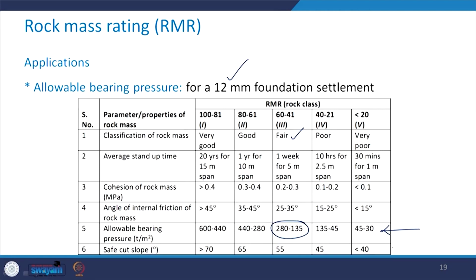Then the next one is the safe cut slope. So you can see that the angle has been given. Depending upon the kind of rock mass quality that you have as far as RMR is concerned, accordingly from this table you can find out what will be the safe cut slope in degrees.